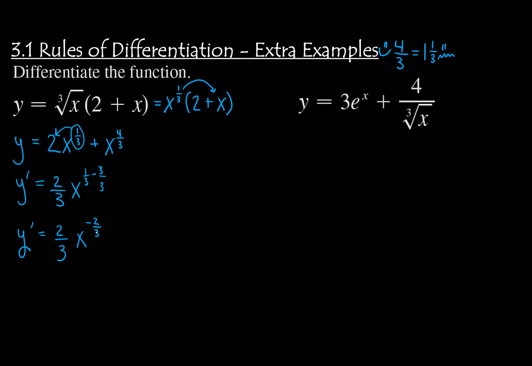All right, now time for the second term here. So I've got x to the 4/3. The 4/3 power is going to come down in the front, so I'm going to end up with plus 4/3. Then I'm going to have x to the 4/3 minus 1, and that's going to give me x to the 1/3.